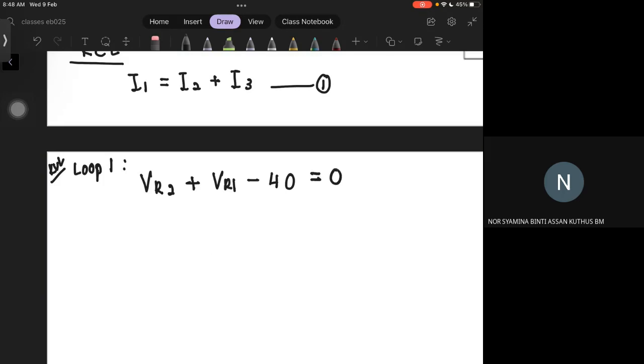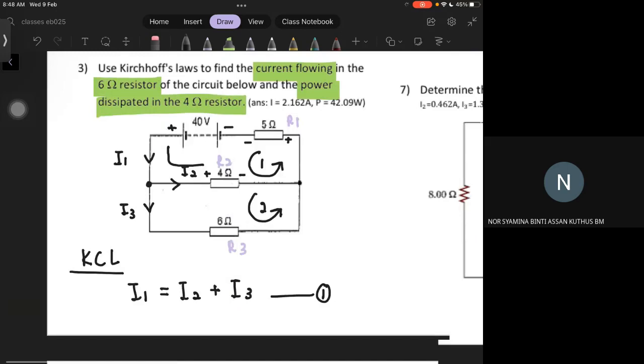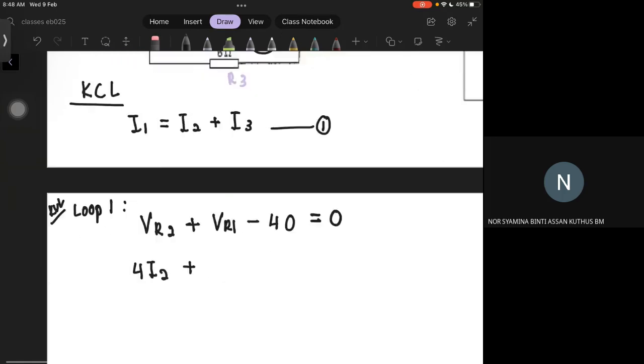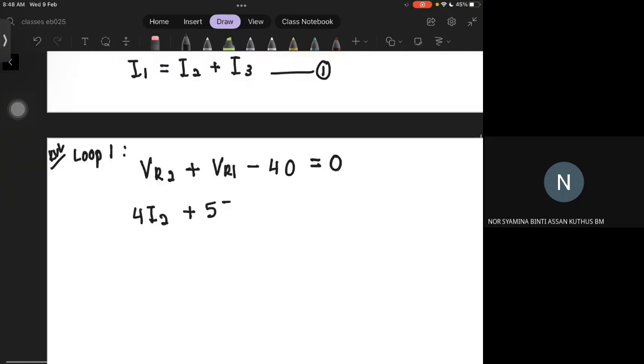Can? So substitute in the values that we have. We have 4I2 plus, what is I1? 5I1 minus 40 equals 0, equation 2.